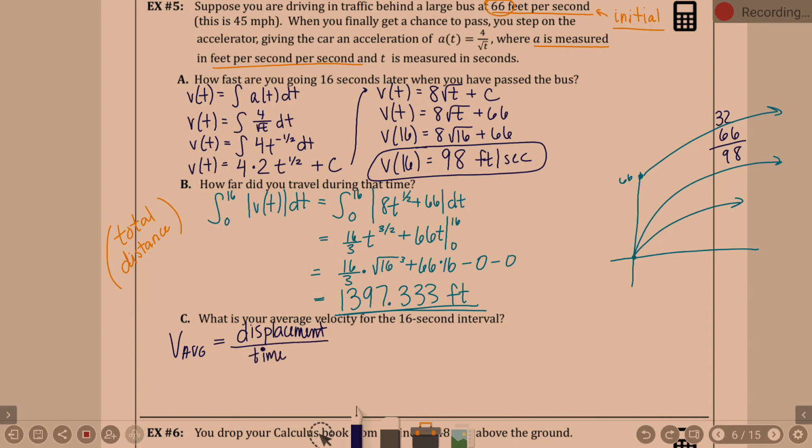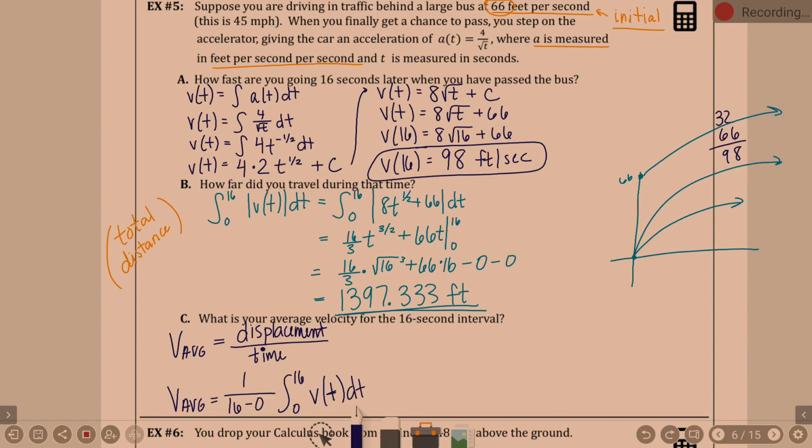In this case, that bus is always moving forward, or we're not the bus, are we? We're always moving forward in this problem, right? So our total distance is the same as displacement in this case. So you can think displacement divided by time. You can also think of it as what we are learning in this lesson, the average value of the function: 1 over b minus a, so 1 over 16 minus 0, times the integral from 0 to 16 of v of t dt, yes?